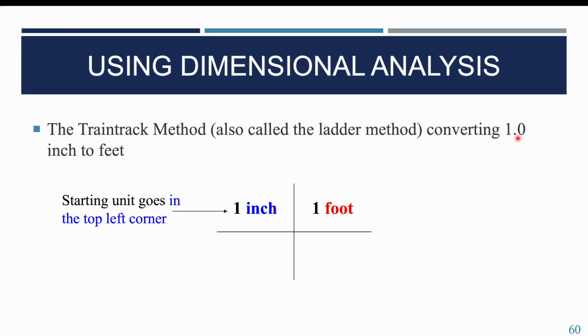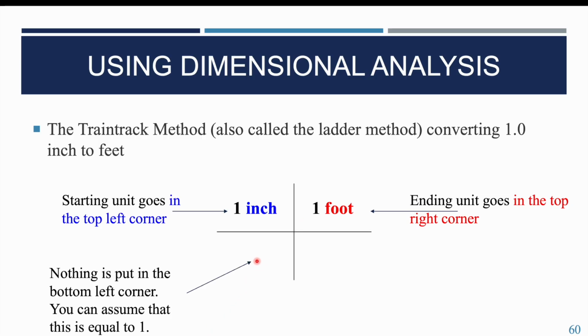And note that I have two different significant figures here. In the right-hand corner, we are going to put whatever unit we need to end up in. We're converting inches to feet, and so feet is where we're going to end up. Nothing is going to go into the bottom left corner, and we can assume that this is 1. This is because each of these train track pieces is a fraction, so if you have 1 inch divided by 1, that's just going to give you back 1 inch. So nothing goes in the bottom left corner. Eventually, we may use things that will go in the bottom left corner, but for right now, we're not going to.